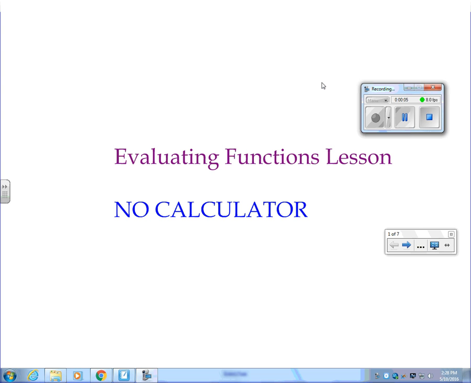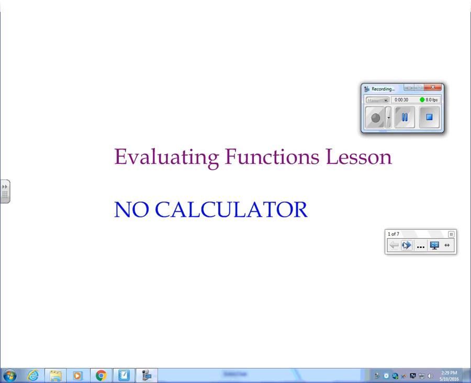All right, this lesson is on evaluating functions, and it's a no calculator lesson. Remember the exam, the first part of it will be no calculator, and these are some of the types of questions that will be on the first part of the exam. So you need to go ahead and get used to how to do them without a calculator.